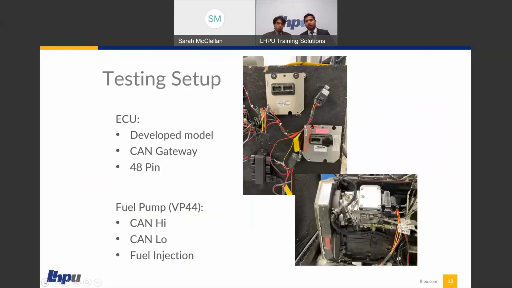Furthermore, on the testing setup, we use two ECUs. Both of them are 48-pin ECUs. The first one on the top is the ECU with our developed model, and the bottom one is our CAN gateway model. That CAN gateway model sends signals to the VP44 fuel injector, and that model is already programmed, and the top one we program. And the bottom picture has the fuel pump, and in the fuel pump we have the CAN high and CAN low signals going from the CAN gateway, and this is where the pump injects fuel inside the engine.